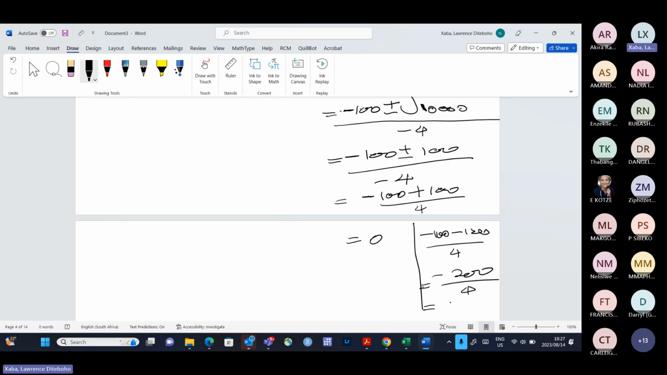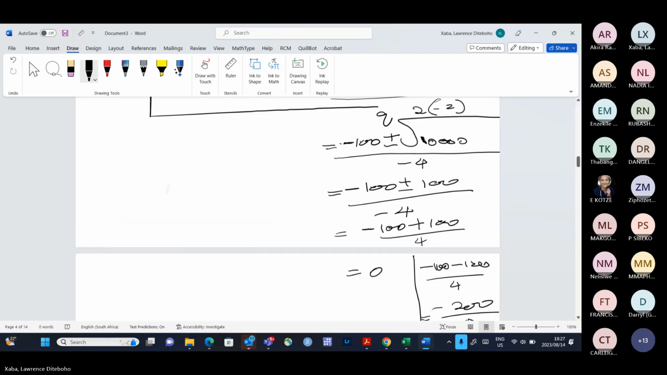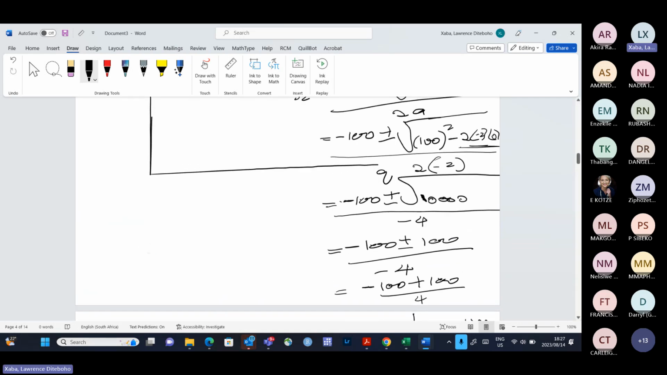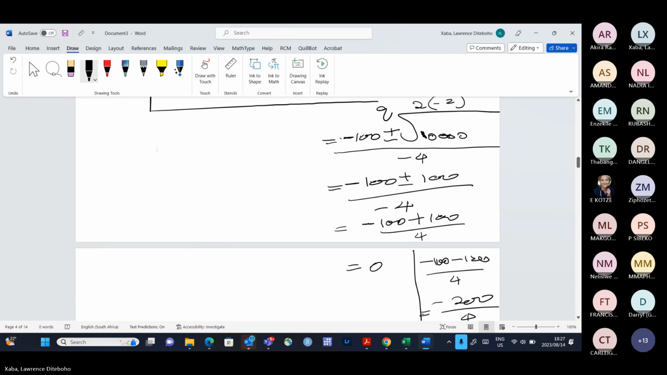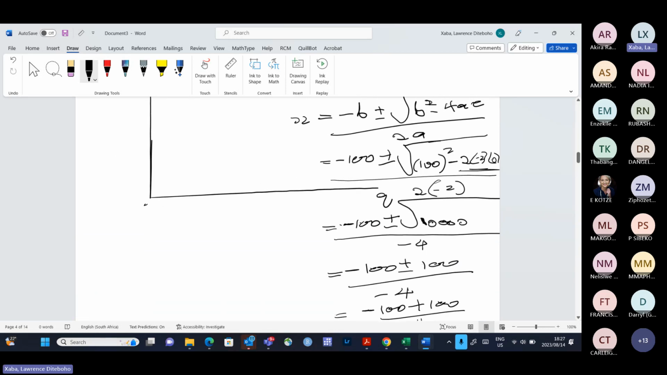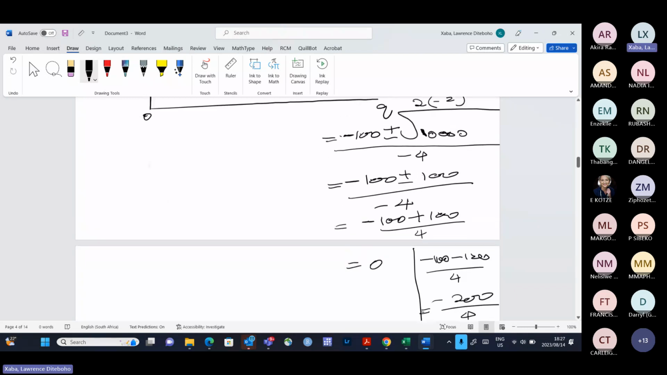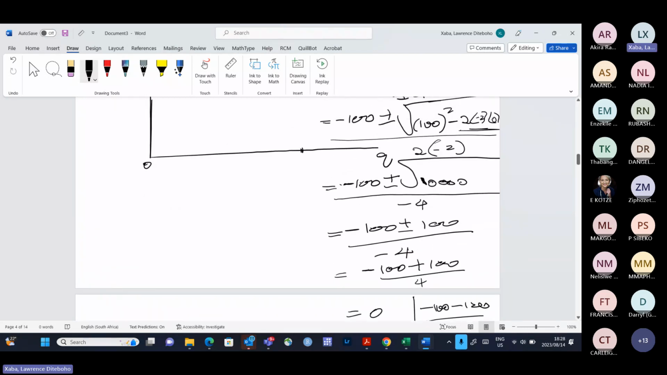Then we have 50. So we know in the case of our q-axis, we have 0 and we have 50. So let's put our 50 here. Then we have 50. So these two values, they represent our Q.